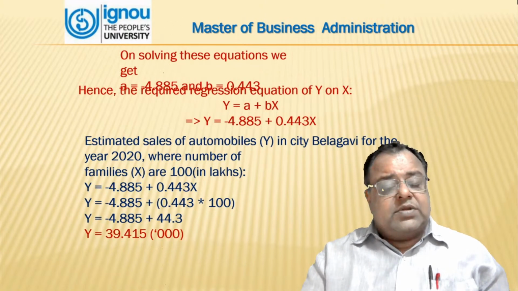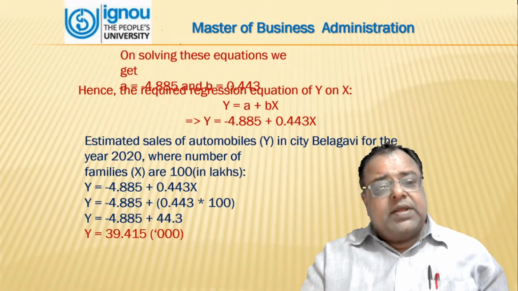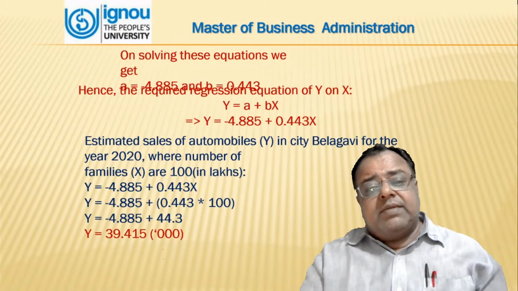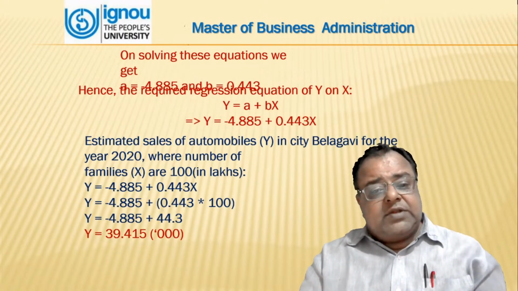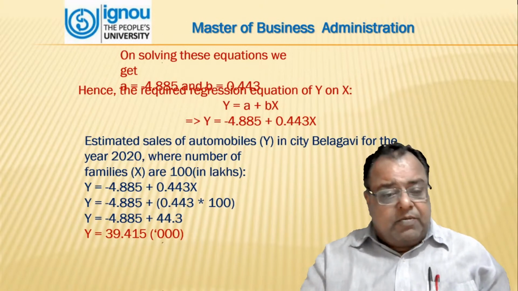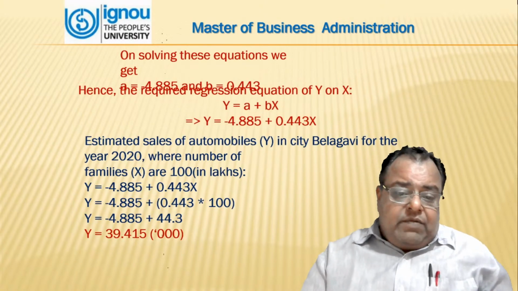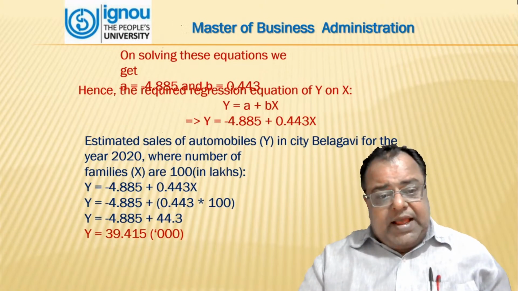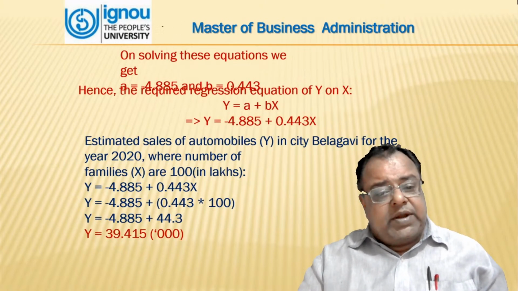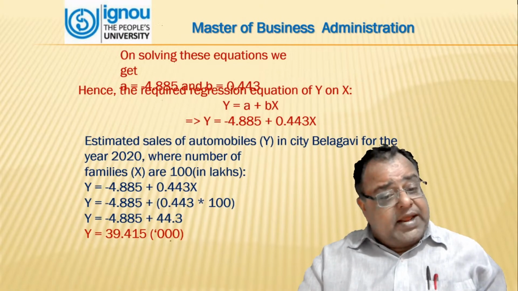Putting the values in the basic regression equation of y on x, that is y is equal to a plus bx, it comes out to be y equal to minus 4.885 plus 0.443 into x. Now, we were asked to calculate the estimated sales of automobiles Y in the city Belagavi for the year 2020, where the number of families, that is X, is 100 lakhs.